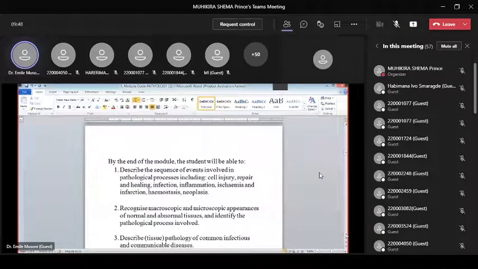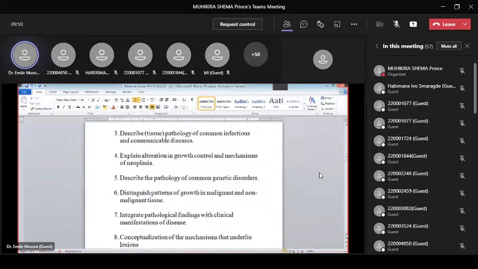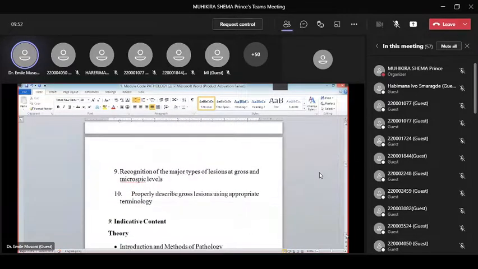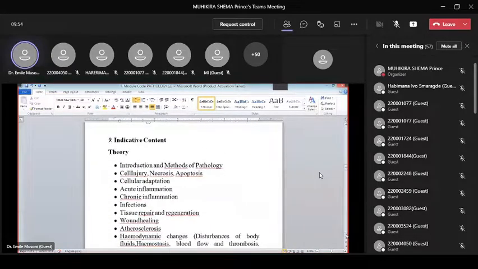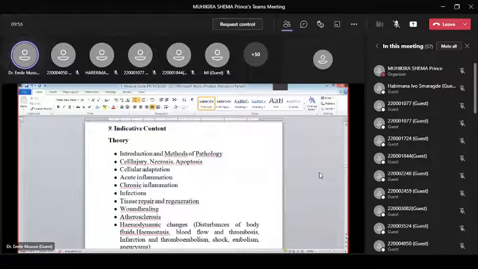the main content of general pathology. For the general pathology, we see the introduction and the method of pathology. Method of pathology, it is those techniques used in the tissue preparation, using routine stain, special stain, immunohistochemistry, and the others.